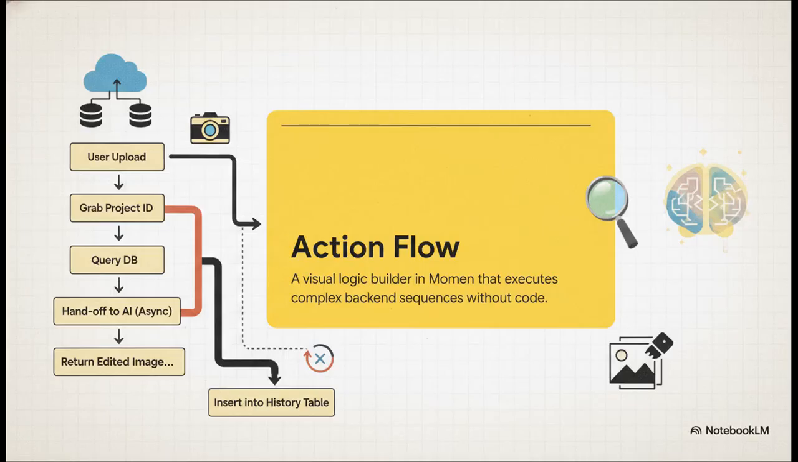Now for the crucial part, the action flow. This visually ties the database and the AI agent together. And the best part, it runs asynchronously, so if a failure happens, the database safely rolls back without corrupting everything. Think of it like a visual flowchart that actually executes commands. A user uploads a photo, the flow grabs the unique project ID, queries the database, and hands the image off to our Gemini agent. Because AI takes a second to think, this runs in the background. Once Gemini hands back the edited image, the flow automatically drops that new data into our editing history table. It is incredibly robust logic-driven architecture without writing a single line of back-end code.